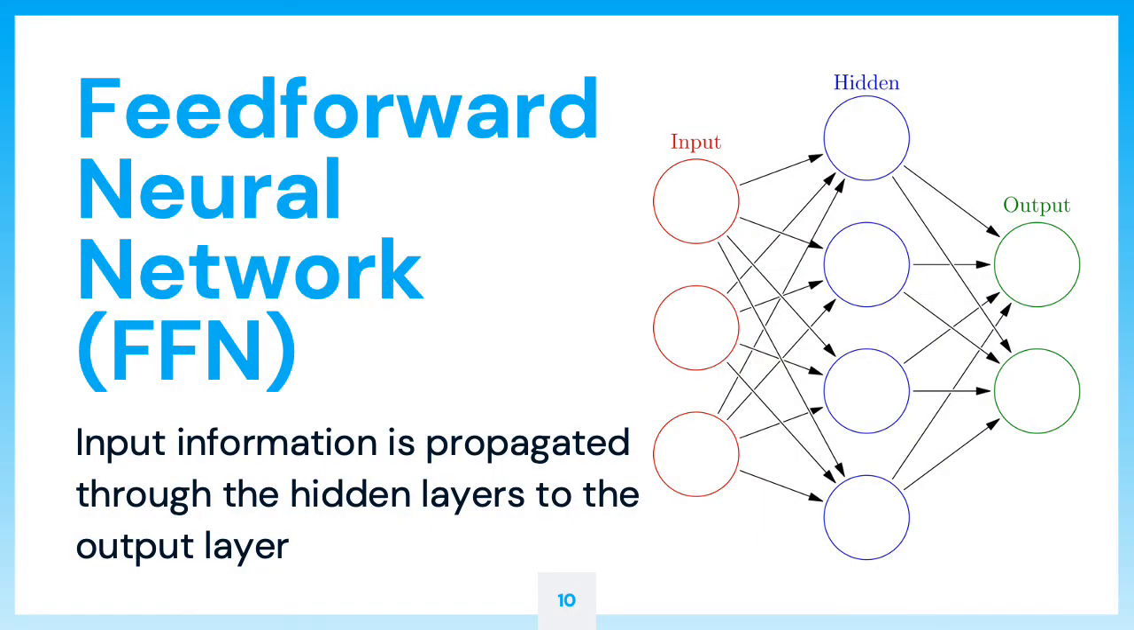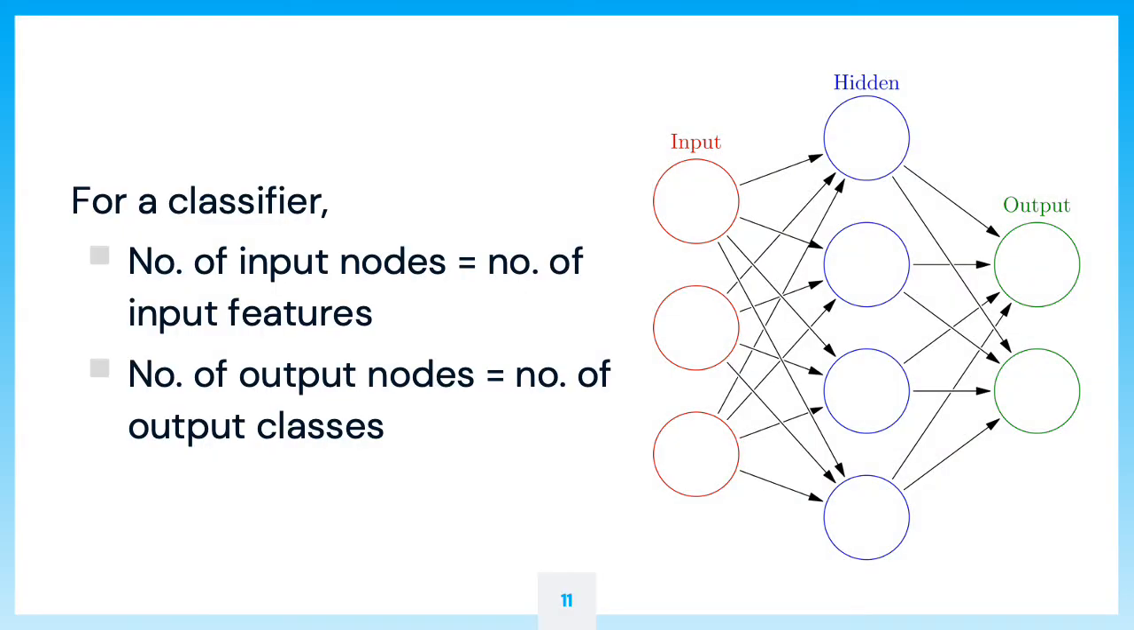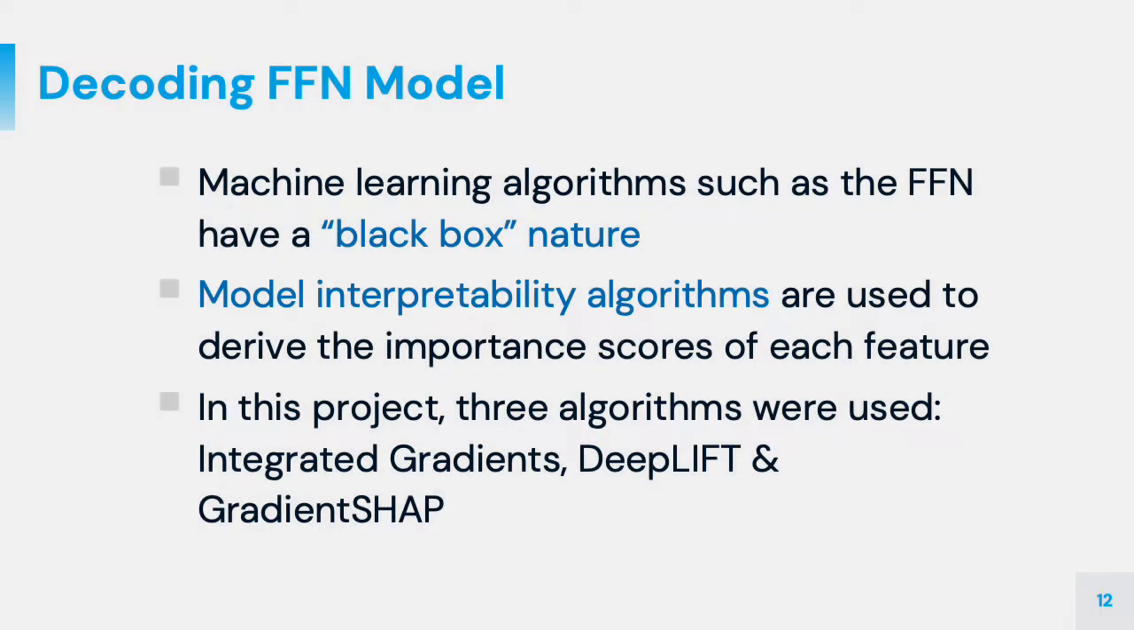In this project, we chose to use a feed-forward neural network as our classifier. FFNs are networks that consist of multiple layers of neurons through which activations are propagated. The number of input nodes corresponds to the number of input features, whereas the number of output nodes corresponds to the number of output classes.